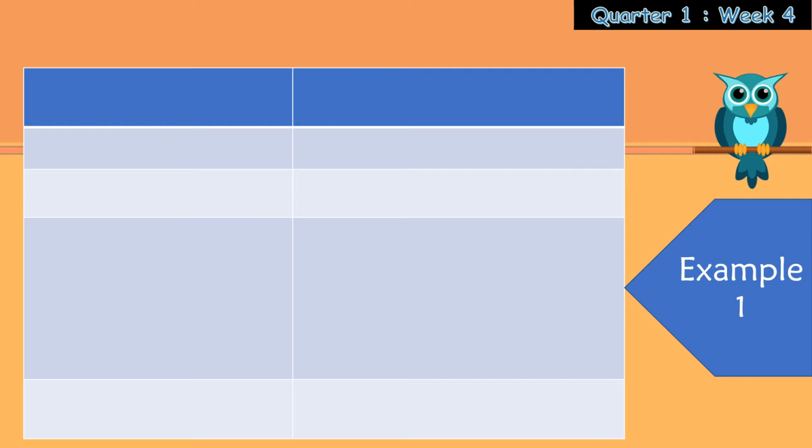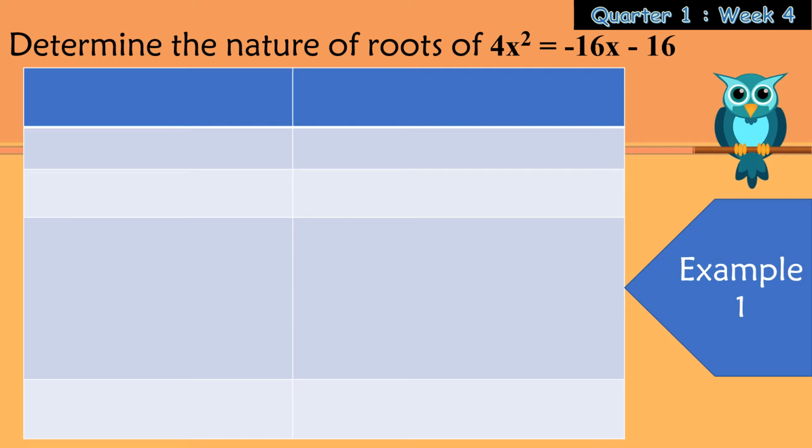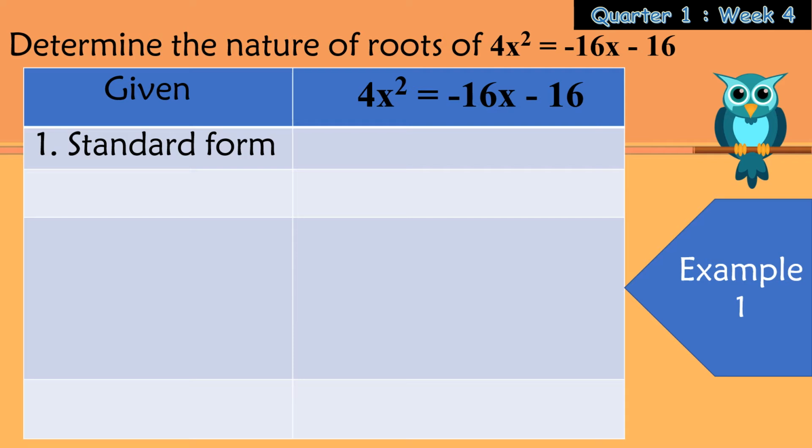Now let us have our example number 1. We will determine the nature of roots of 4x squared is equal to negative 16x minus 16. So you have to first write the given quadratic equation, and you observe if the given quadratic equation is already written into its standard form. As you can see, the given quadratic equation is not yet written into its standard form. That's why we have to do the first step. We have to rewrite the given quadratic equation into its standard form.